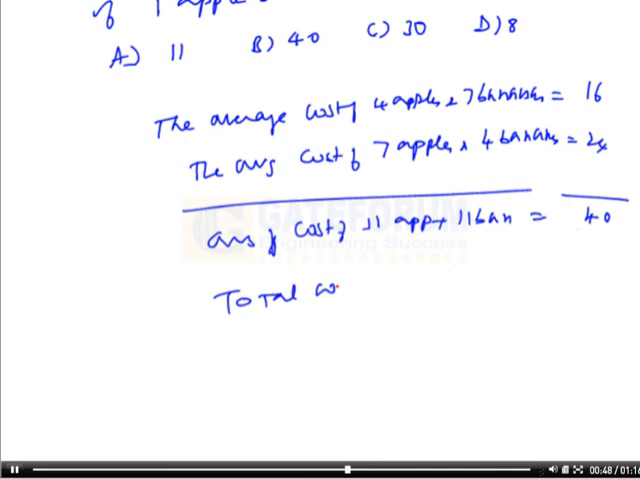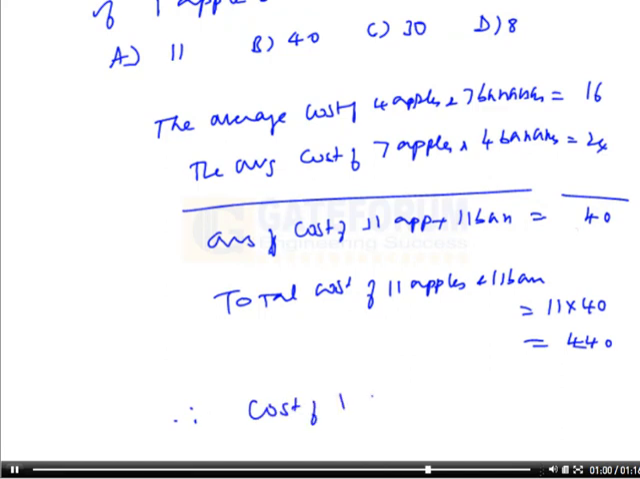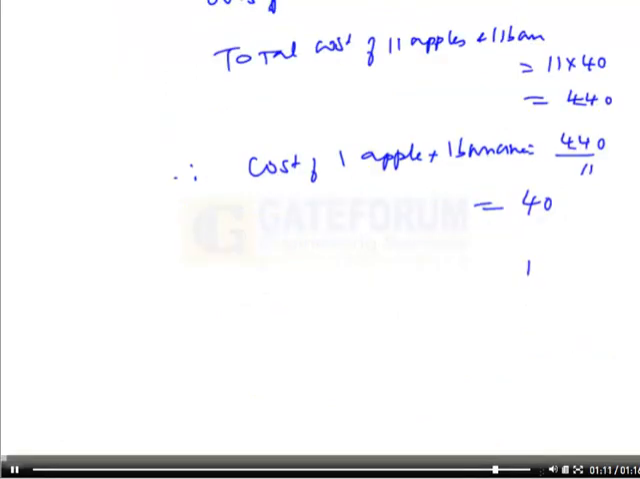So, total cost of 11 apples and 11 bananas is 440. Therefore, the cost of 1 apple and 1 banana will be 440 by 11, 40 rupees. B is the option.